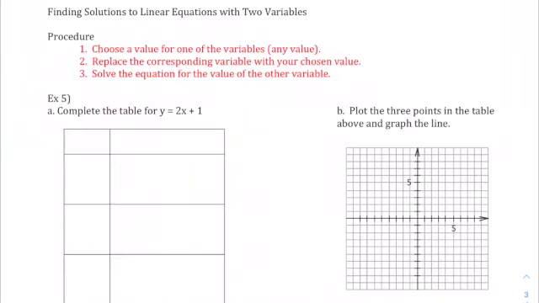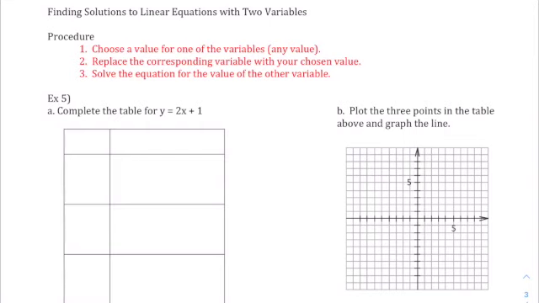The next thing we're going to look for is finding solutions to linear equations with two variables. So here are the procedures. 1, choose a value for one of the variables, any value. 2, replace the corresponding variable with your chosen value. 3, solve the equation for the value of the other variable. Okay? Number 2 is the tricky one. So if you can pick the number correctly, you should be able to substitute.